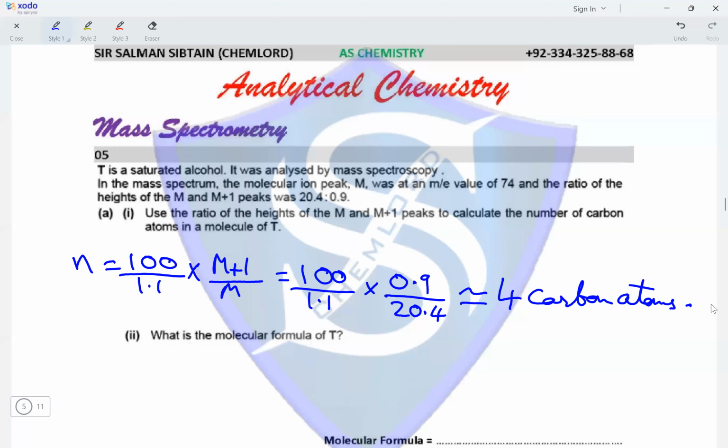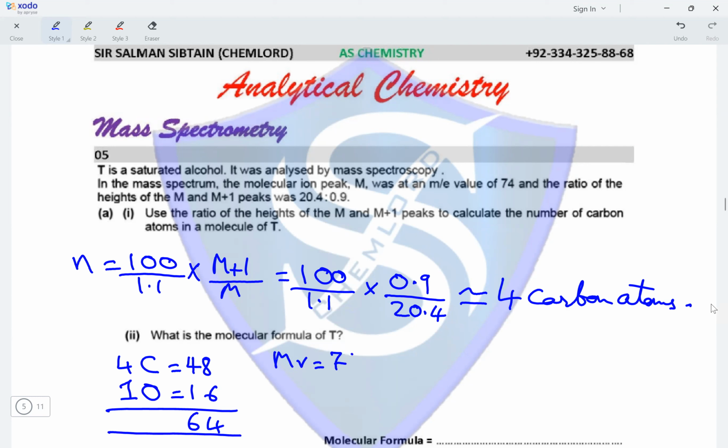And T is an alcohol, so it would contain an oxygen atom as well. So 4 carbon atoms have a total mass of 48. A single oxygen atom has a mass of 16. If we add 48 and 16, we end up with 64. So out of the Mr, which is 74, we subtract 64 and we end up with 10 atoms of hydrogen. Therefore, the molecular formula of this compound would be C4H10O. And this is because it is a saturated alcohol and all the carbon atoms would form single bonds with hydrogen atoms and one single bond with oxygen, which forms a single bond with hydrogen for the OH group.